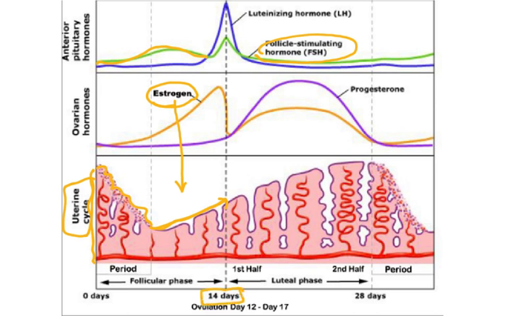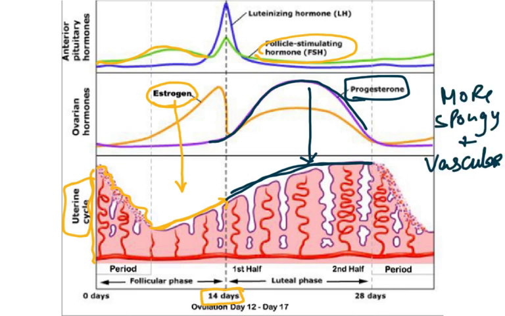Now day 14, what has happened? Ovulation has taken place. So you see this sharp increase in progesterone. And what does the progesterone do? It does two things. It maintains the lining. The lining has become a little thicker. It maintains the lining, and the lining of the uterus becomes more spongy and vascular. Why is it more spongy and vascular? Look at all this vascularity, how the capillary network has increased.